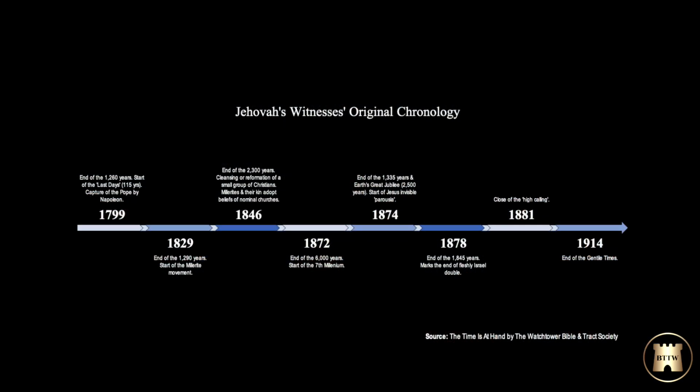So when Jehovah's Witnesses chronology came along in Russell's time, they had basically taken new starting points from the original Millerite chronology and just moved them so they lined up nicely in their time period. So it was very close.